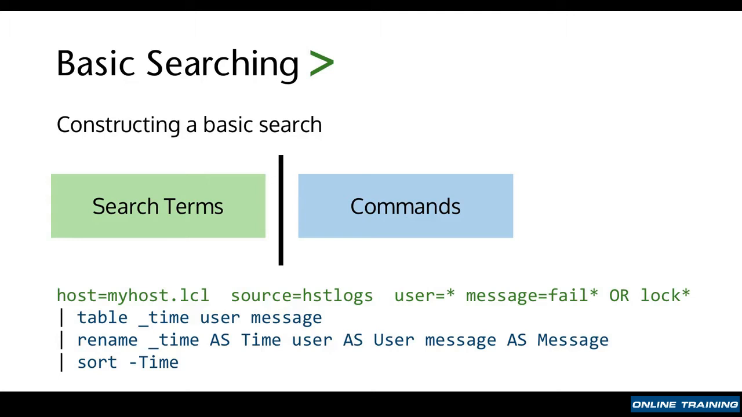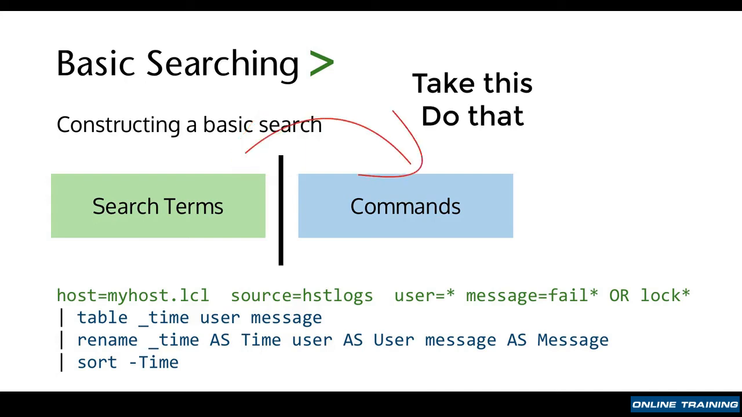Then we use that pipe operator, and that is the key right above your enter key on most US keyboards. And then we can start typing commands. This is how we massage the data. Don't be put off by that pipe operator. All that means to Splunk is take whatever comes before it and then do something with it.